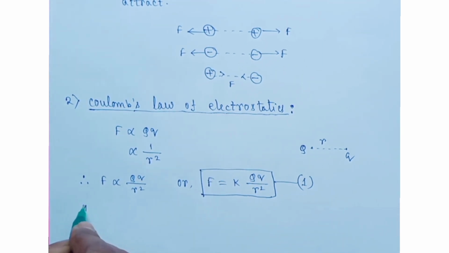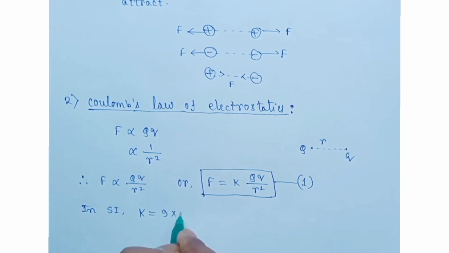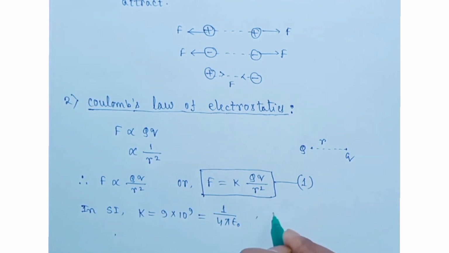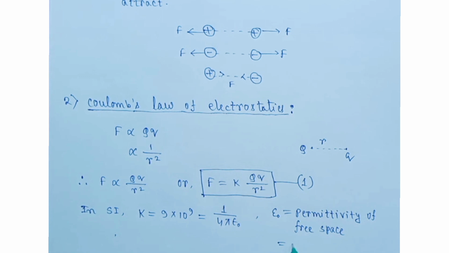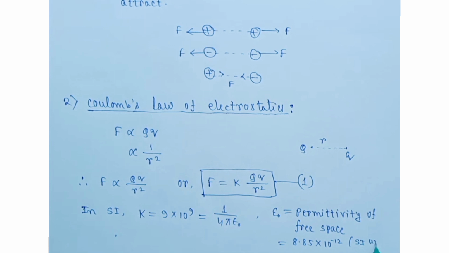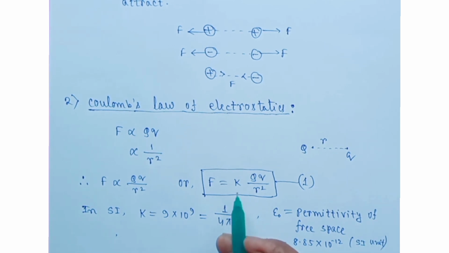Now, in the SI system, the constant k is equal to 9 into 10 to the power 9 in air medium, which can be written as 1 by 4 pi epsilon naught, where epsilon naught is the permittivity of free space, which has the value of 8.85 into 10 to the power minus 12 in SI unit. The unit can be derived from this equation.